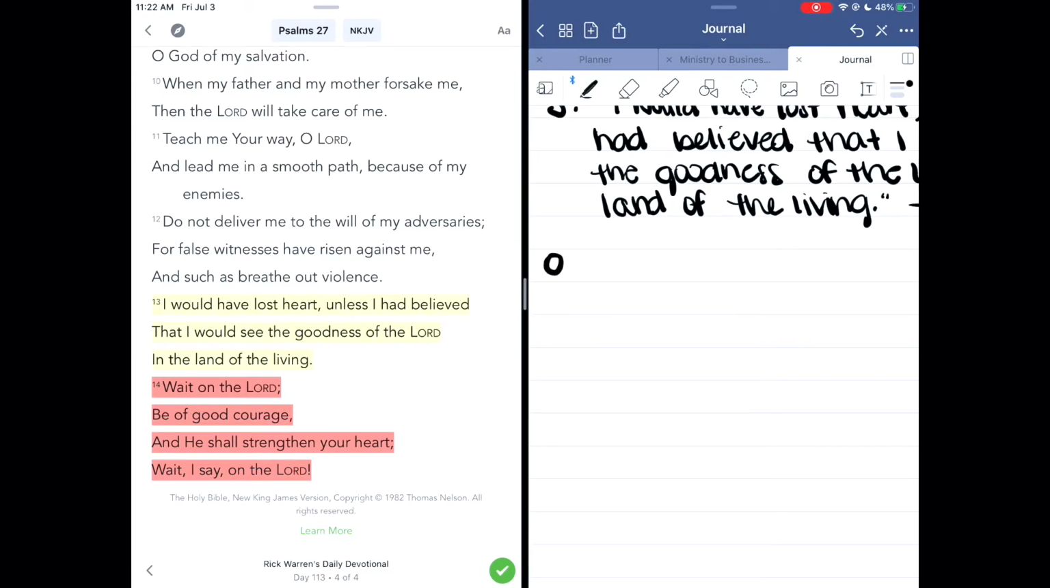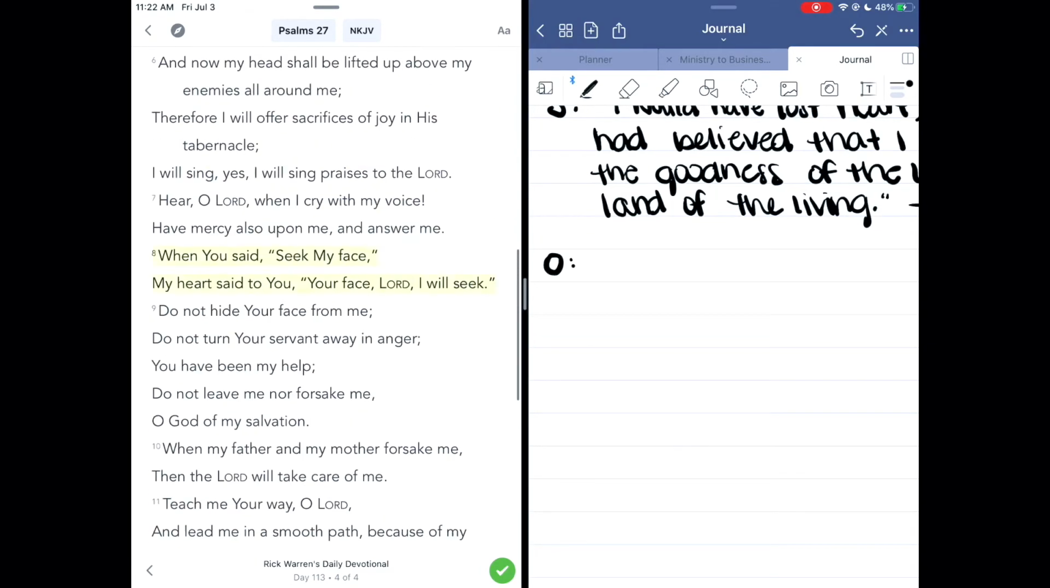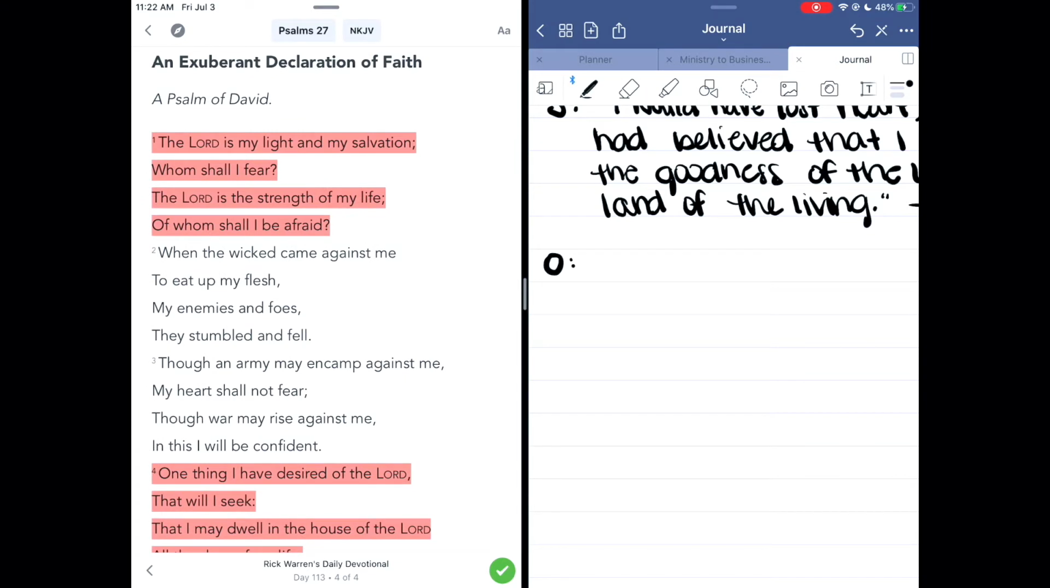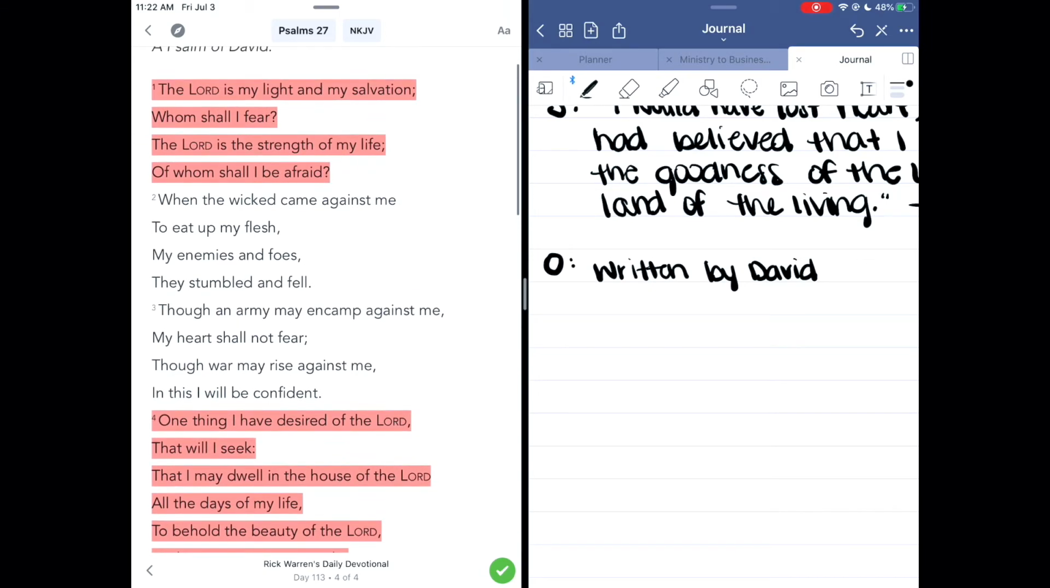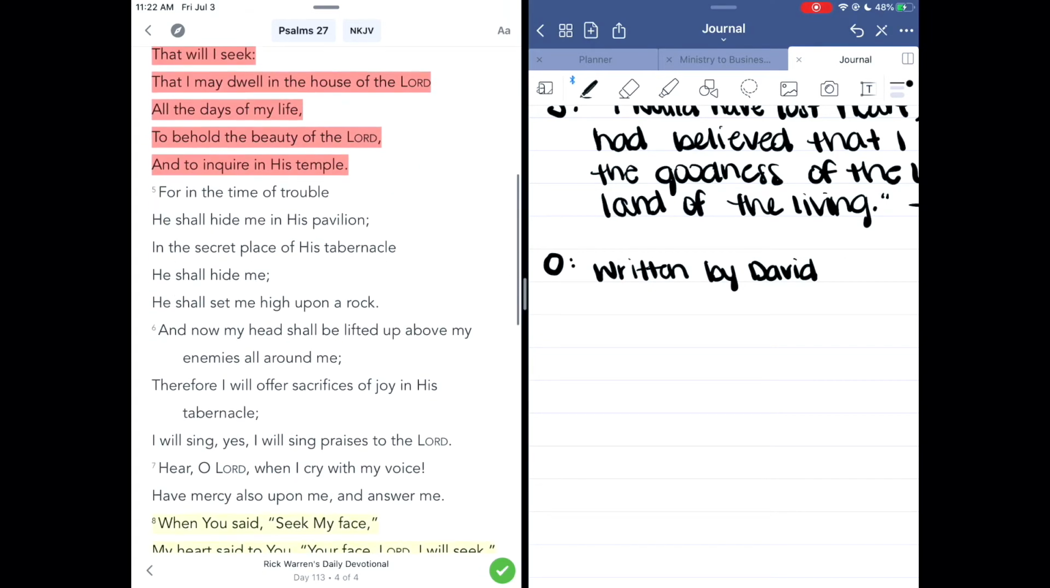So after I wrote the scripture, then I went to O, which is observation. And when you're doing observation, you can really just ask yourself questions like who, what, when, where, and why. So I started with who, and I saw that this particular song was written by David. So I wrote that down, and then I asked myself what was going on, what was he talking about in this psalm, and then I started writing that down.